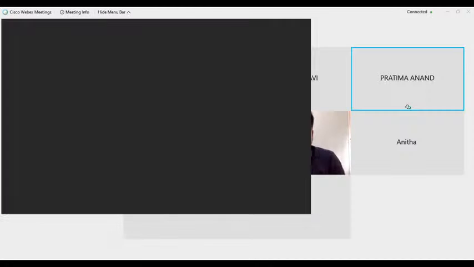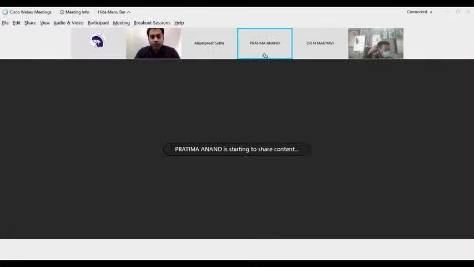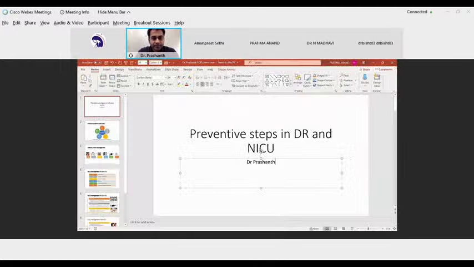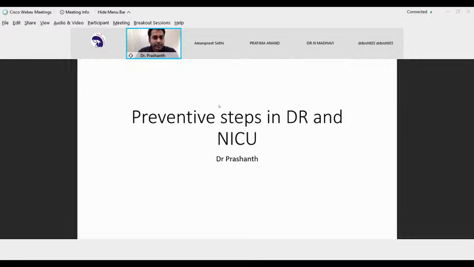Amanpreet sir has given a good introduction about how ROP starts, and we also saw various factors which give insights into the incidence and development of ROP. So I'm going to take you through 4 to 5 slides. I'm going to tell about some practical aspects of how to prevent ROP.